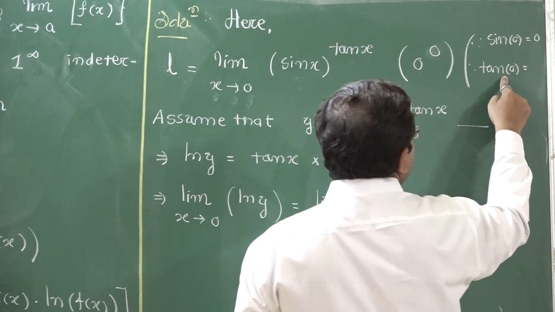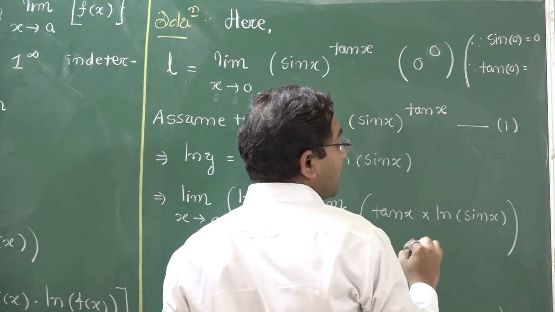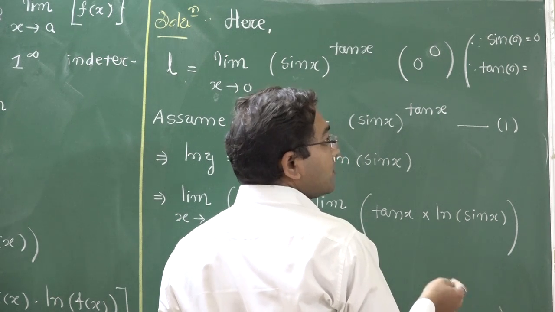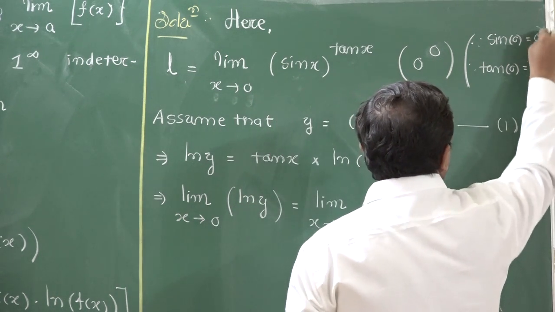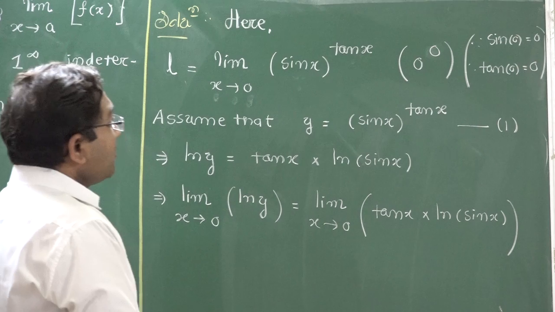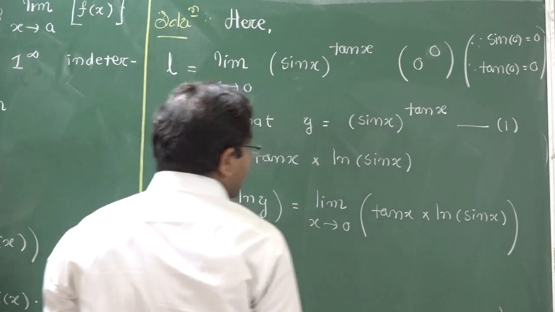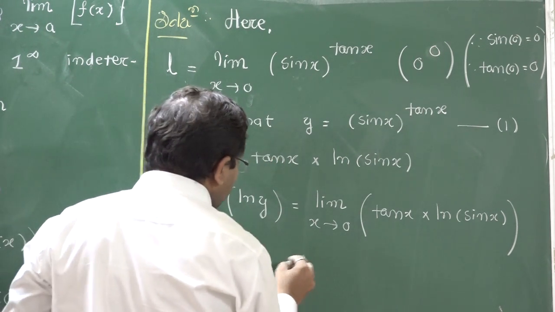Why? tan 0 is nothing but sin 0 upon cos 0. Sin 0 is 0 and cos 0 is 1, and 0 upon 1 is 0. So that is the 0 raised to 0 form. So we can try to evaluate it.